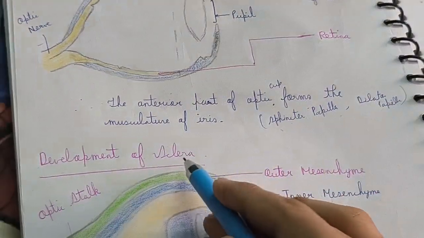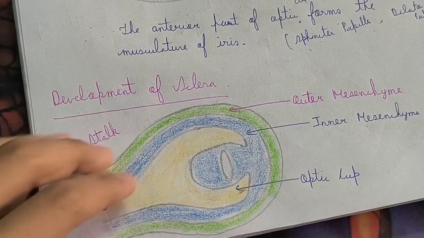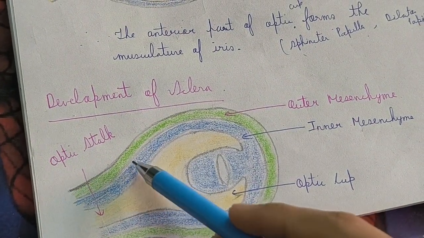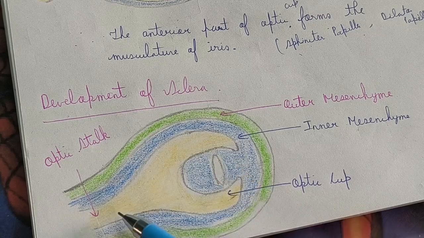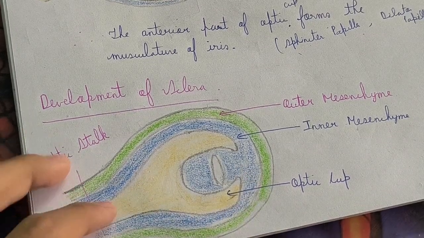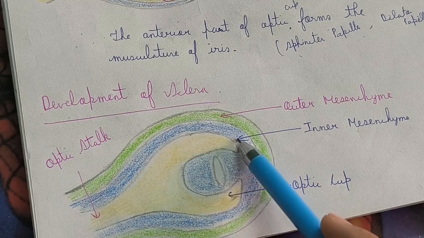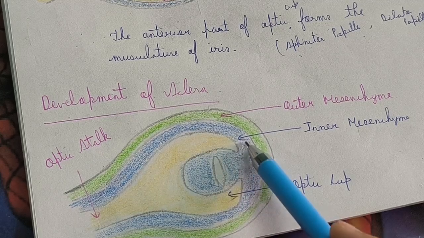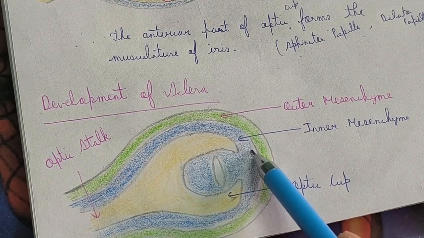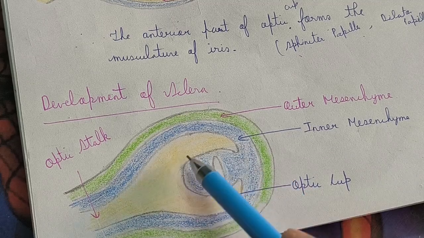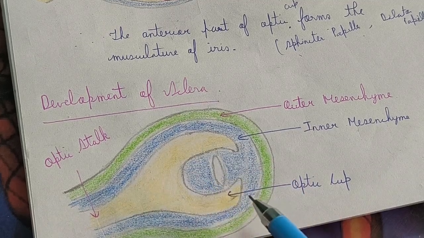Now let's discuss the development of the sclera. Here, friends, you can see the inner mesenchyme, outer mesenchyme, optic cup, optic stalk, and lens vesicle. As you have already known, this inner mesenchyme develops into the choroid, and the anterior extension leads to the formation of the ciliary body and iris, and this optic cup develops into the retina.